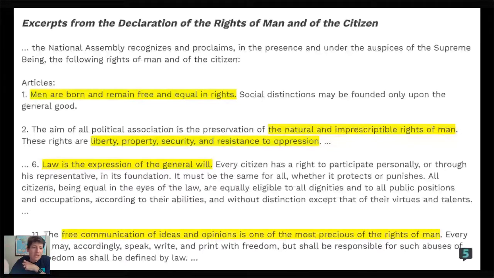influence of the Enlightenment. And there are many more. There's 17 total articles in this Declaration of the Rights of Man and Citizen, and most of them are heavily influenced by the Enlightenment, even some that deal with the way people should be punished for crimes, which come from some other influences like Cesare Beccaria, etc.